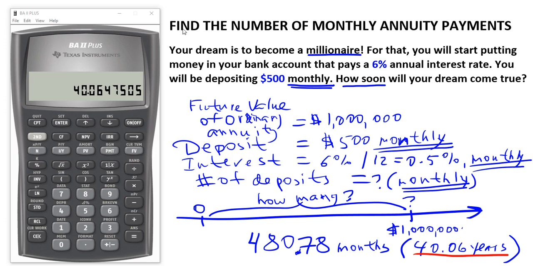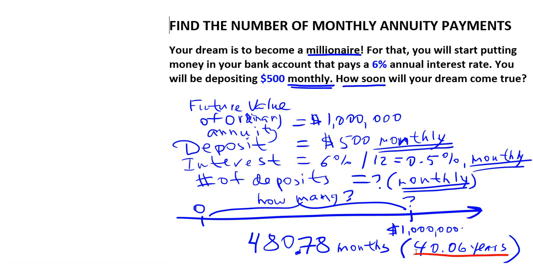Part 2 of the problem on finding the number of monthly annuity payments. Let's change the problem a little bit. First, I want to erase this part here. Delete. Okay. I want to change one small part.